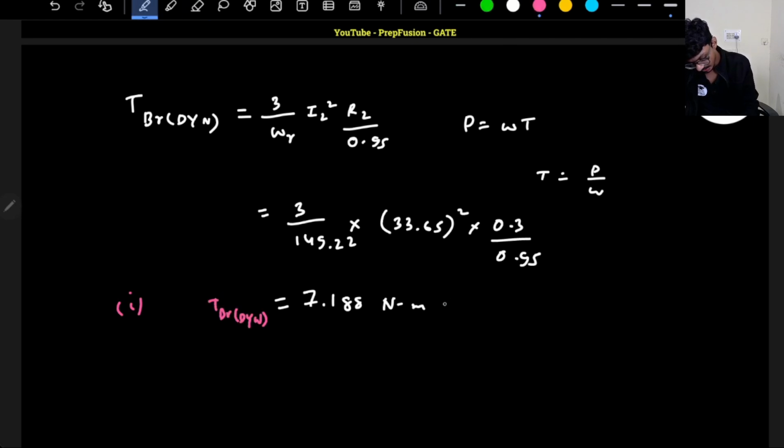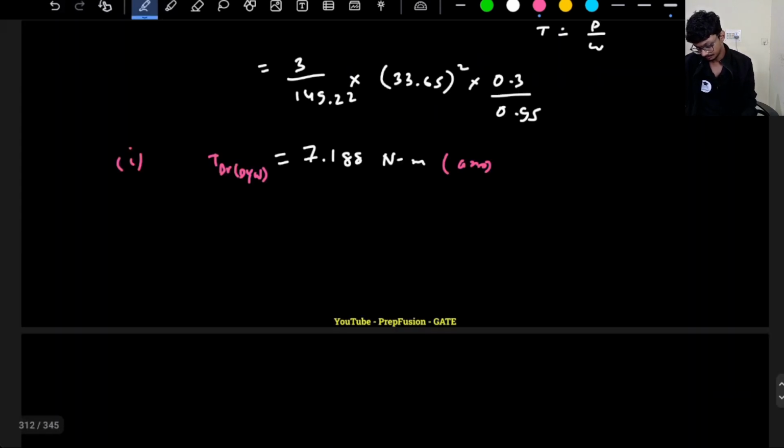It may seem like a very low value, because remember the supply is not there, so load torque is also opposing it, so overall braking torque is something else, right? But the torque developed due to the dynamic braking is this much only. So let's now calculate for the second part.